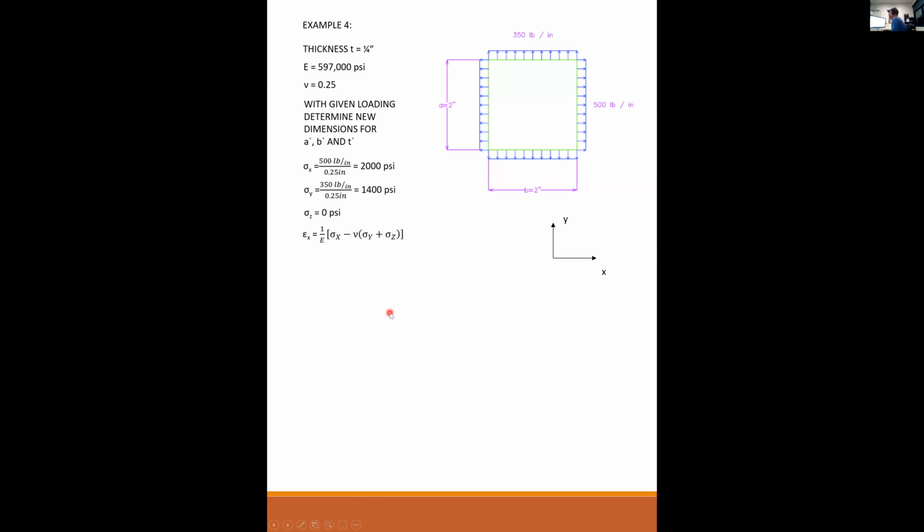Okay, so now we can use our equations to find the strain in the X direction. Epsilon X is equal to 1 over E, times sigma X minus nu times sigma Y plus sigma Z. So I can just plug in the values. I take 597,000 PSI for E, sigma X is 2000, nu is 0.25, sigma Y is 1400, sigma Z is equal to zero. And this equals, remember this is a strain, 0.00276 inch per inch.